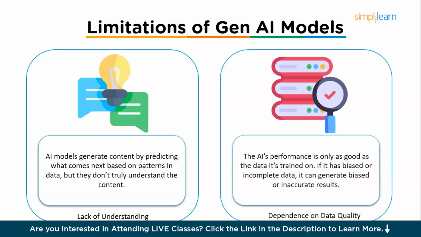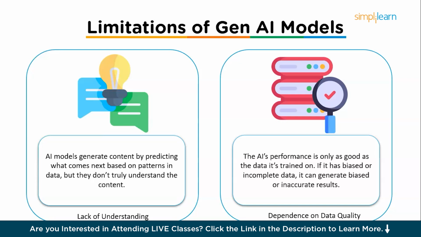Then moving on to the dependence on data quality. The AI's performance is only as good as the data it's trained on. So if it has biased or incomplete data, it can generate biased or inaccurate results. Think about biased hiring algorithms or flawed healthcare recommendations, real issues caused by bad training data.